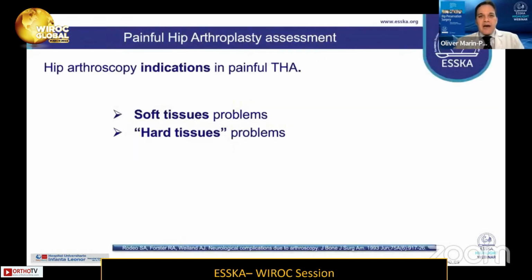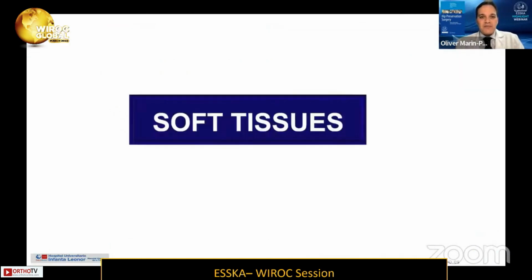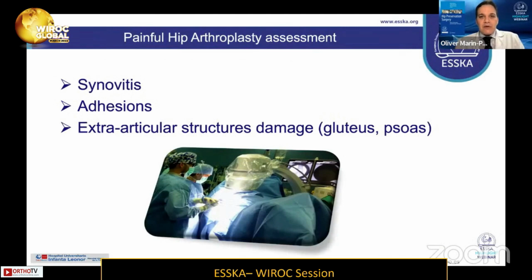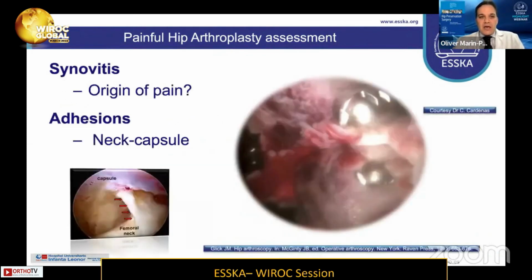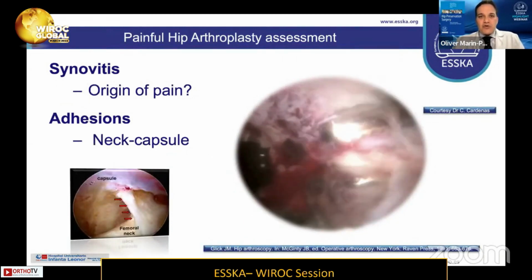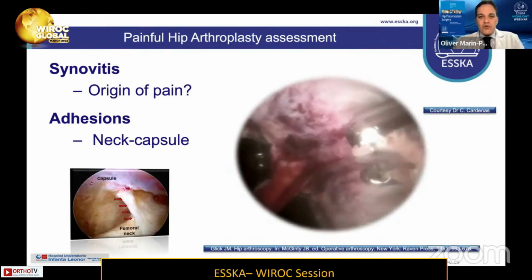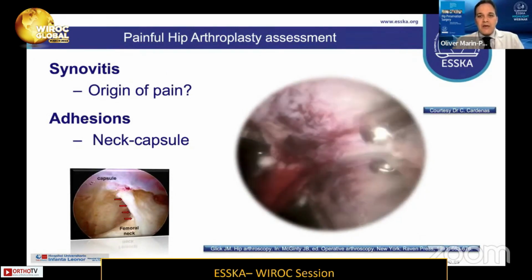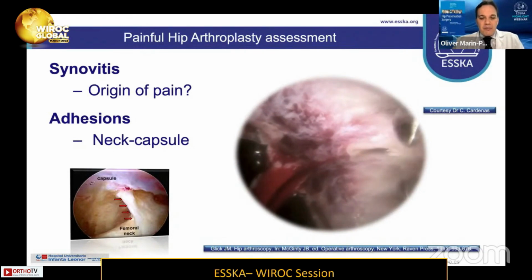So mainly you can divide into soft tissue problems or hard tissue problems. This is very easy, but it's very useful when you manage this painful total hip replacement. Let's see what happens when you have these soft tissue problems like synovitis, adhesions, or some kind of extra-articular structure damage. You can see some kind of synovitis or adhesion in these patients, but to be honest, I'm not completely sure that when you do this hip arthroscopy in a total hip replacement, this is the main problem.